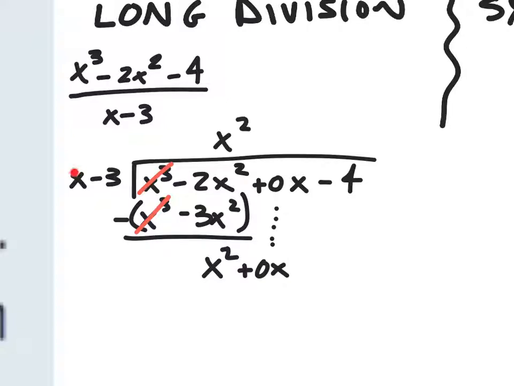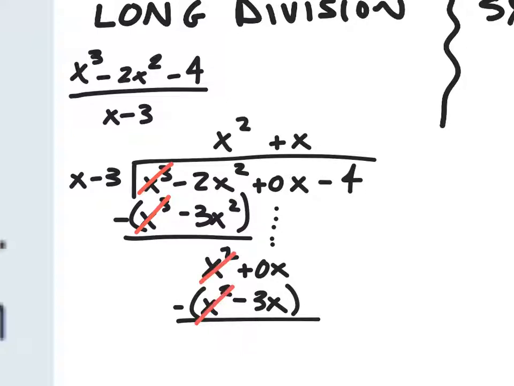And now I ask the question, x times what gives me x squared? And that's simply just going to give me an x. So I'm going to put a plus x here. And so then I get x times x minus 3, which is just going to give me x squared minus 3x. And then I'm going to subtract the quantity. And so then I'm going to get x squared minus x squared, that's going to cancel out. I've got 0x minus negative 3x, it's going to give me a positive 3x. And then I bring down my negative 4.